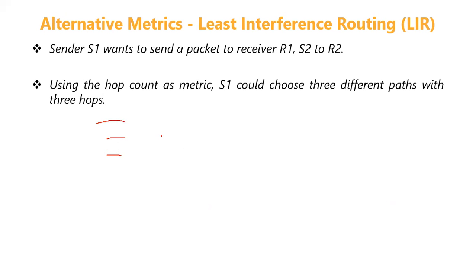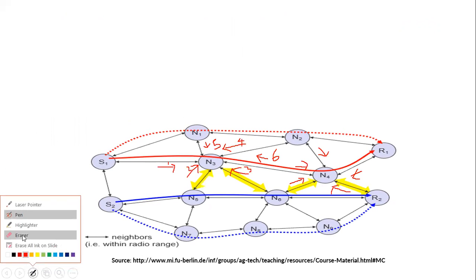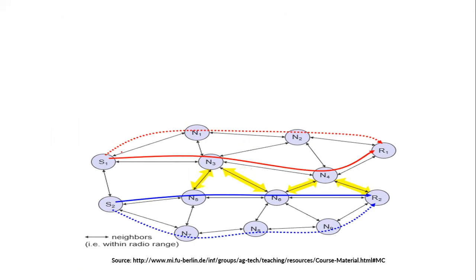S1 to N3, N3 to N4, N4 to R1. We are discussing this particular path. What is the cost? For all these nodes, calculate the interference value and add it. That is the cost. What is the interference value of S1? S1 can overhear S2, N3 and N1. So it is 3.